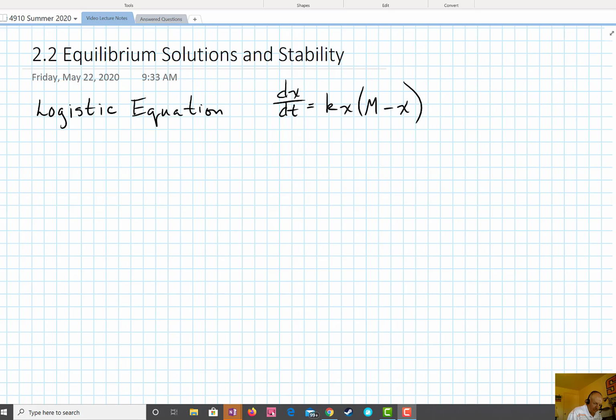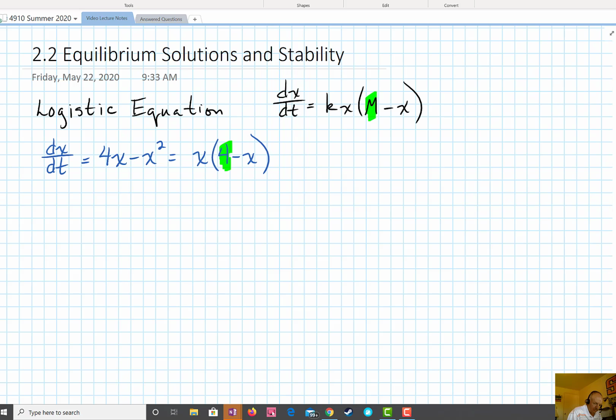All right, so as an example, let's look at one with a specific example. dx/dt equals, let's go with 4x minus x squared. If we look at that, we see that it is a logistic equation. Technically, the carrying capacity would be 4. We see that 4 occupies the space of M, the maximum. Okay.